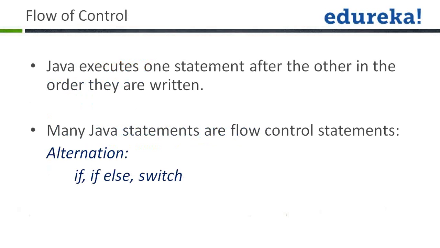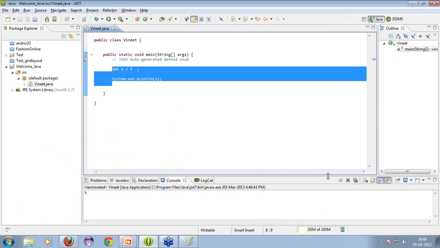Let's move on, and I come to flow of control. Java executes one statement after the other in the order they are written. That is, the statement is trying to say that if there are 10 lines of code, the first line will get executed first, then it will come to second, then third, fourth, fifth, sixth. If you want to test whether this is true or not, we'll just go to Eclipse.